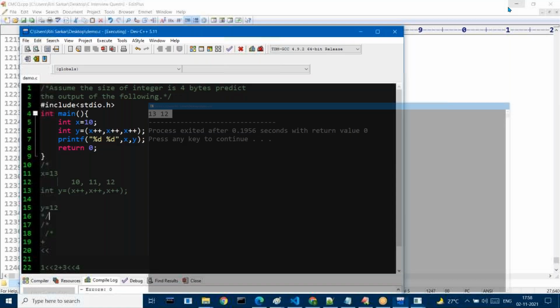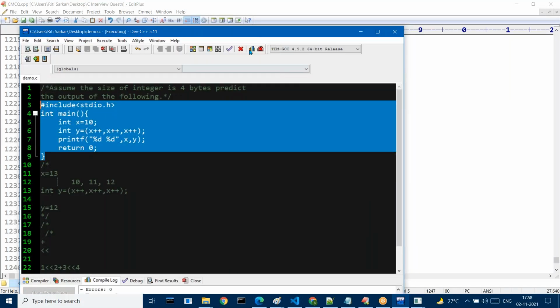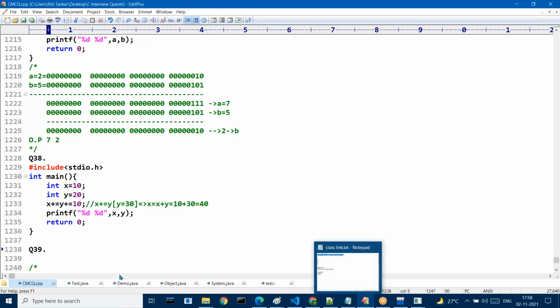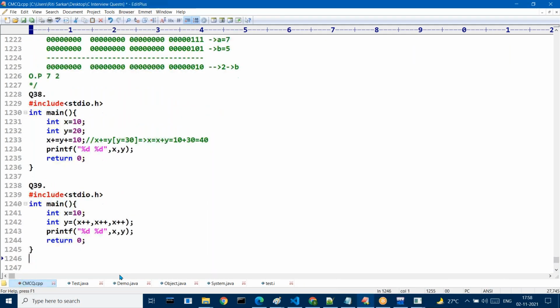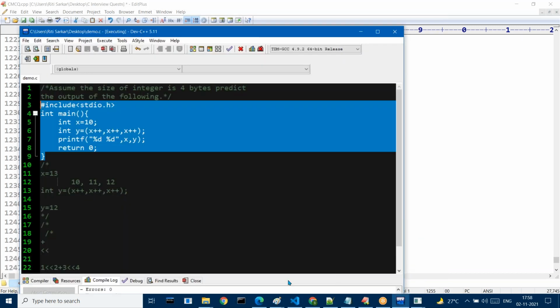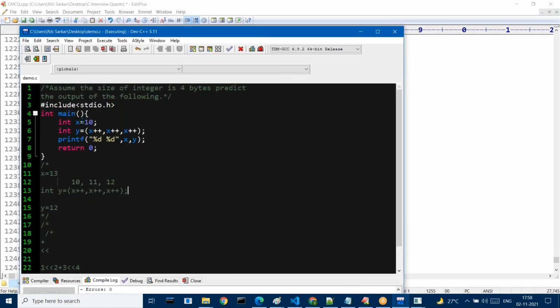Last one. Int y is equal to 0. Int x is equal to, here, complement of y is equal to 1. Lastly, I'm printing the x value. That's it. What is the answer?